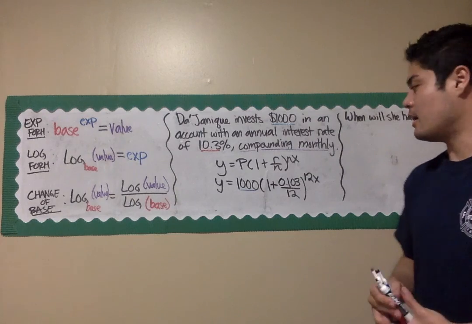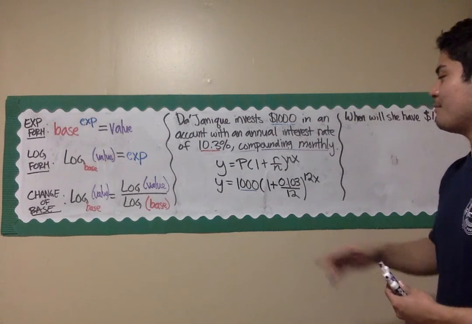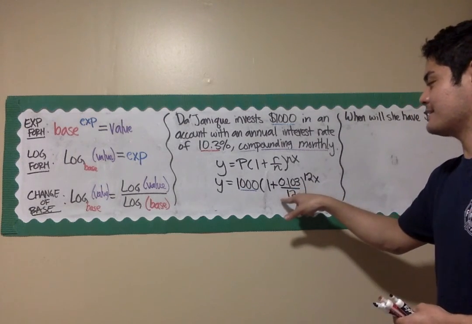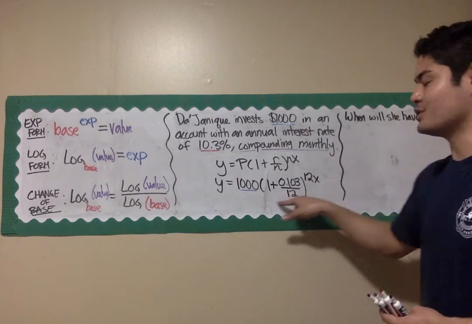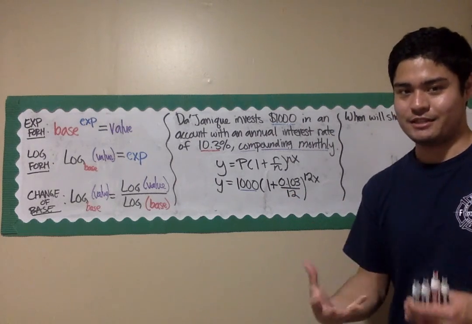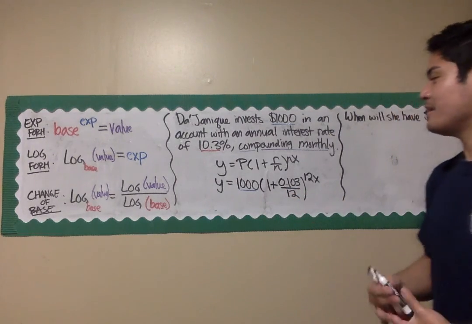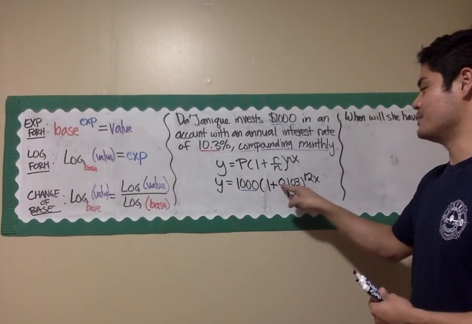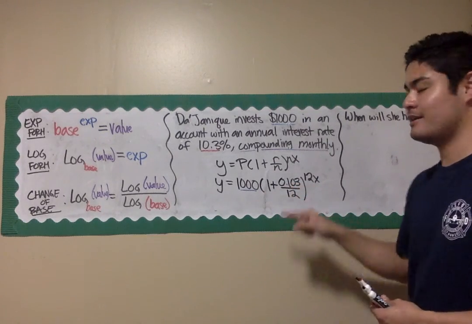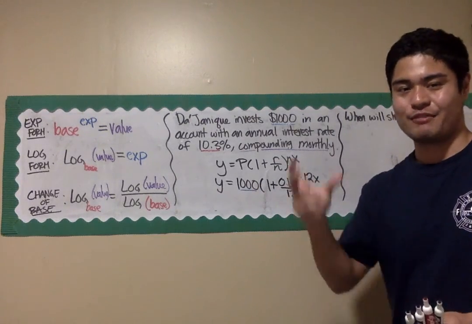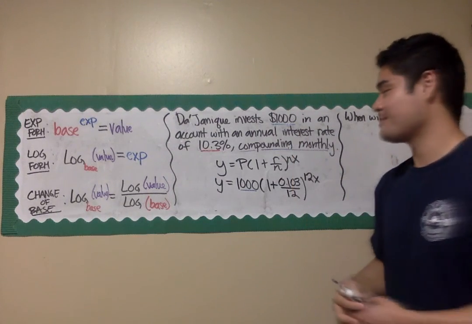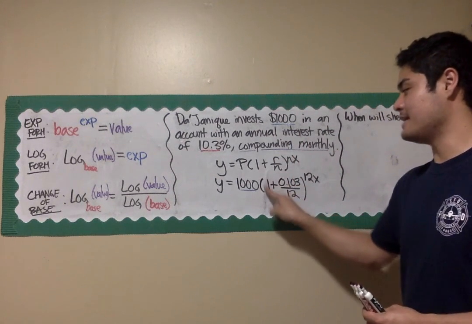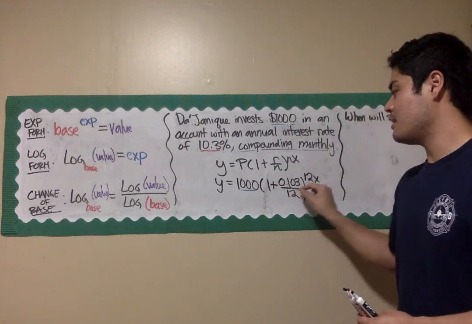$1,500. Before we continue, we want to make sure we simplify this equation as much as possible, just so it's a little bit easier for us to solve later on. So we have this 1 plus 0.103 over 12. That's kind of messy, I want to make that one number. So I'm just going to focus inside the parentheses first.